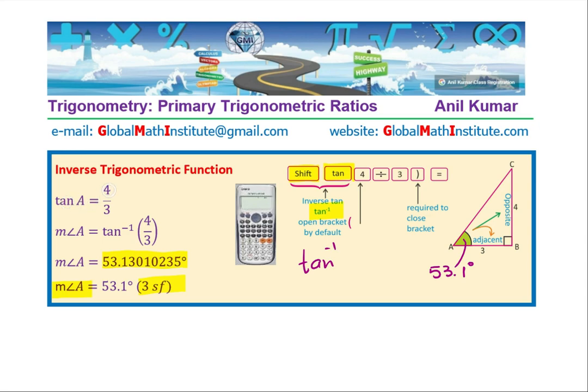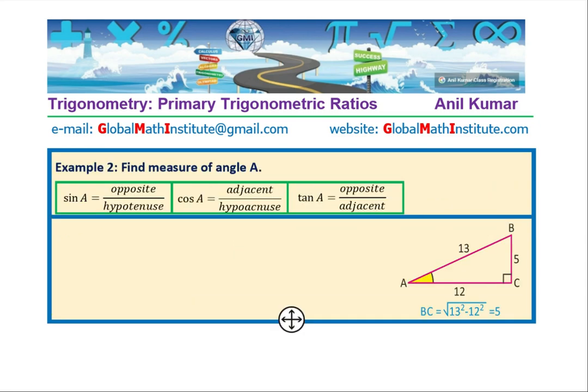As shown here, once we get tan is 4 over 3, then the measurement of the angle is tan inverse of 4 over 3. And the sequence to be followed is shift tan 4 divided by 3, bracket close, equal to. You get this number, write it down, and then round it to the required decimal place. Perfect? Okay, great. So let's continue with this. Now you understand that you could use tan inverse to find the angle, as we did in the last example.